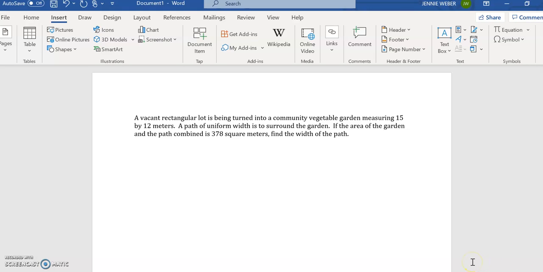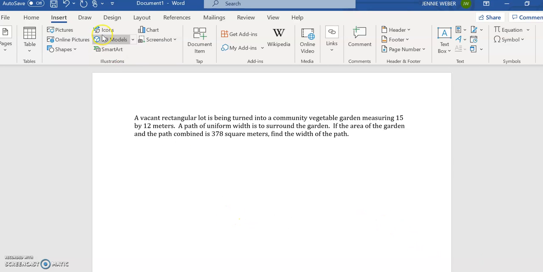We have a vacant rectangular lot being turned into a community vegetable garden measuring 15 by 12 meters. A path of uniform width is to surround the garden. If the area of the garden and the path combined is 378 square meters, find the width of the path.